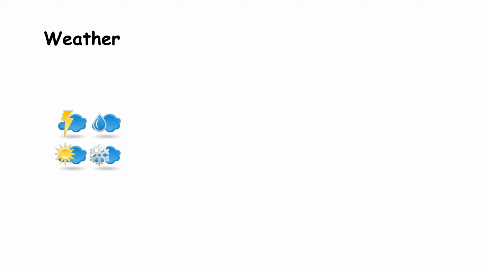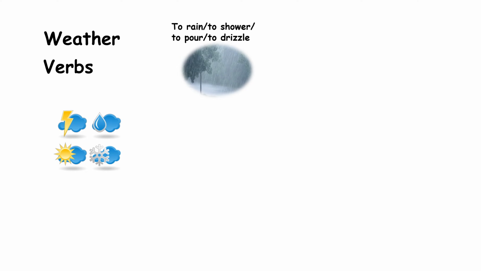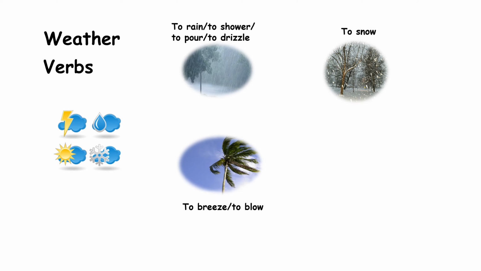Lastly, to talk about weather, we also need to know some verbs. For example, for rain, we use the verbs to rain or to shower, to pour, as well as to drizzle. For snow, we use the verb to snow. For wind, we can use to breeze or to blow. And for hail, we use the verb to hail.